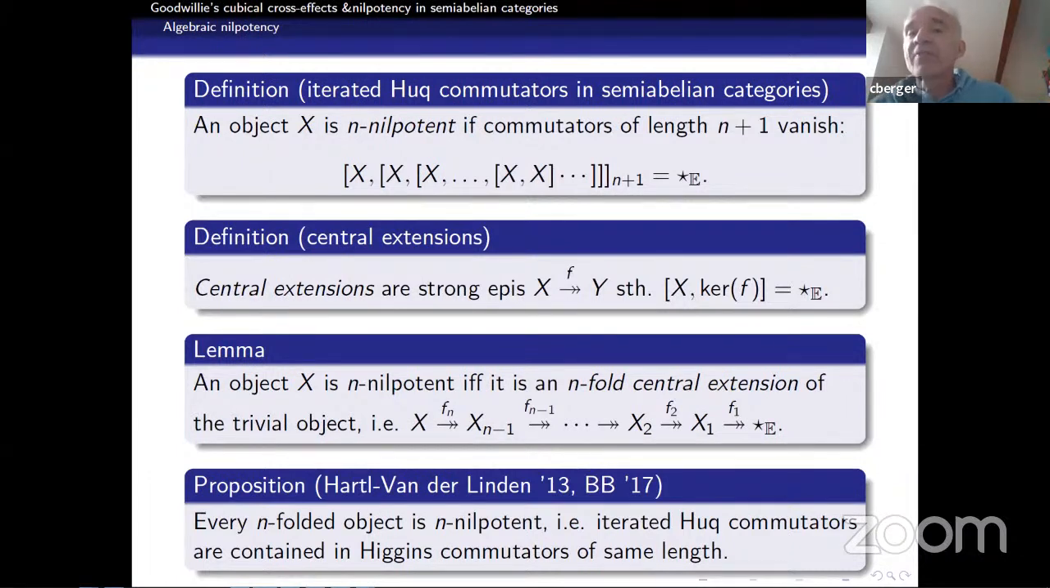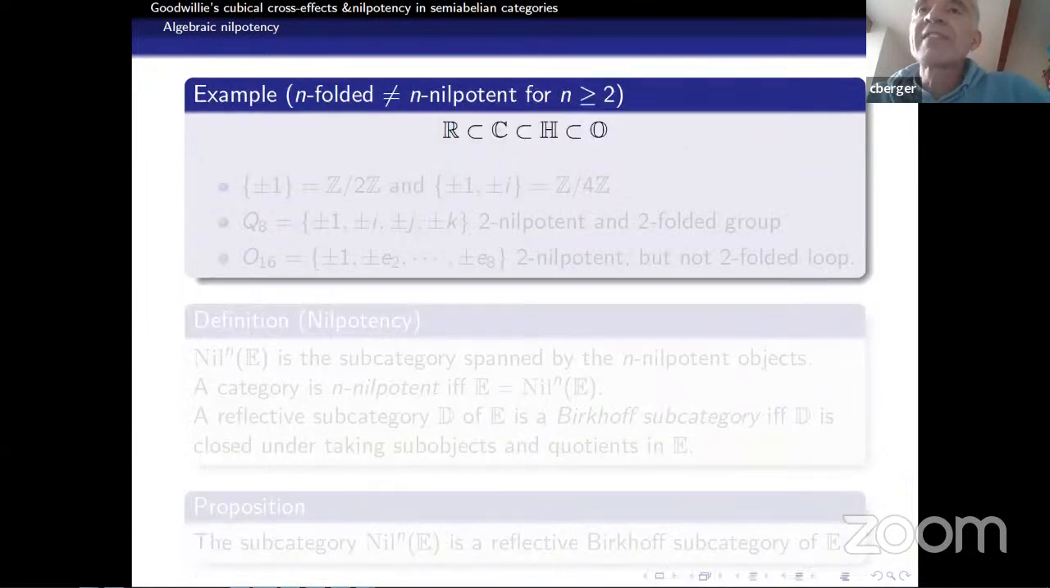Now one can ask whether the converse is true also, and it is not in general. There are algebraic structures where n-nilpotency does not imply n-foldedness. However, this cannot happen for groups. For groups and for Lie algebras, the two notions coincide. I will come back to this, but I will just give you an example where it is not true that n-foldedness equals n-nilpotency.